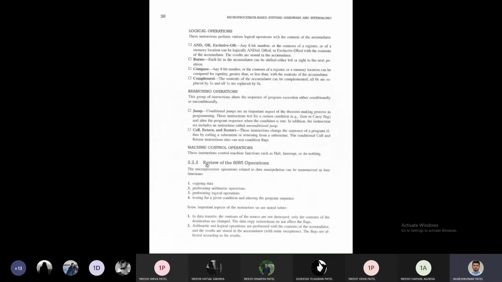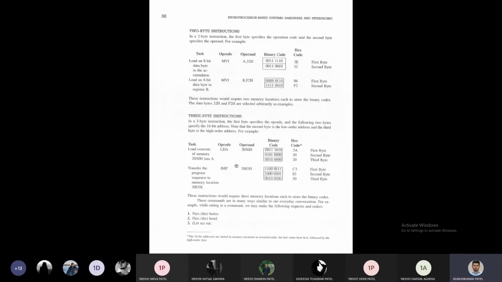Now from here onwards, they have started with the instruction set. Mainly your 8085 will have three kinds of instruction size: 1 byte, 2 byte, 3 byte. We have seen 1 byte instructions and 2 byte instructions. We'll see 3 byte instructions in the near future. This is again an example given of a 1 byte instruction. Then there would be 2 byte and then 3 byte instructions.